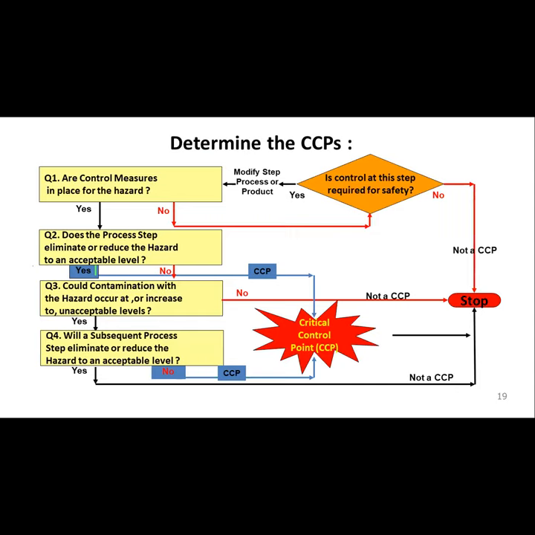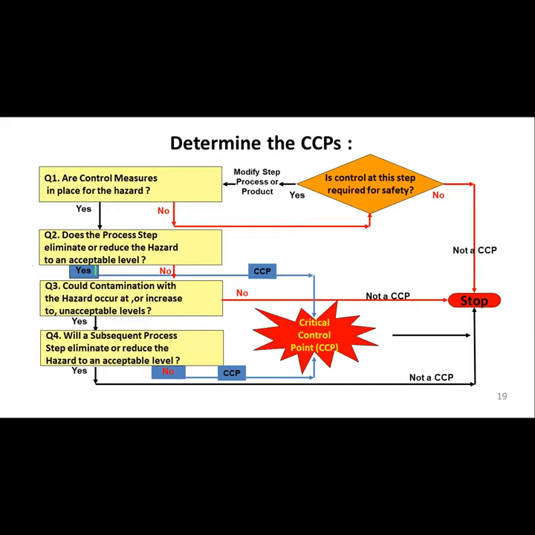And the most important thing is how we will decide it is a CCP. There is a decision tree. You can see by this, we can decide that it should be a CCP, OPRP, or PRP. If any control measure is in place for a hazard, for example, any hazard that we have described, we can select any single hazard and discuss it using this decision tree.